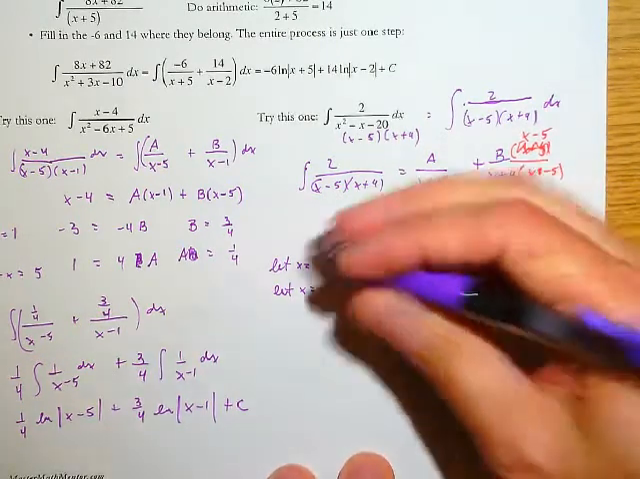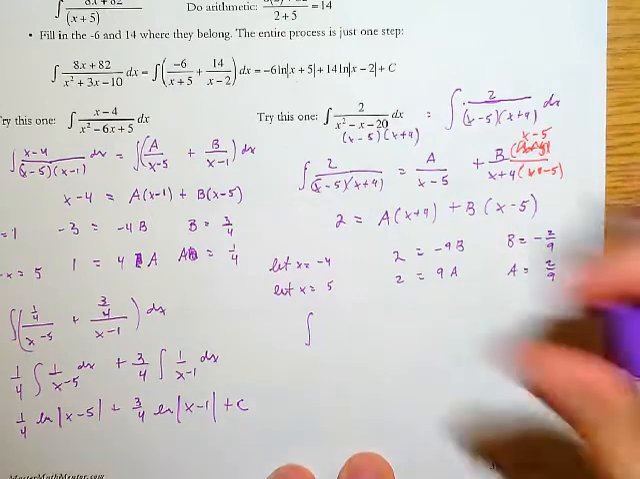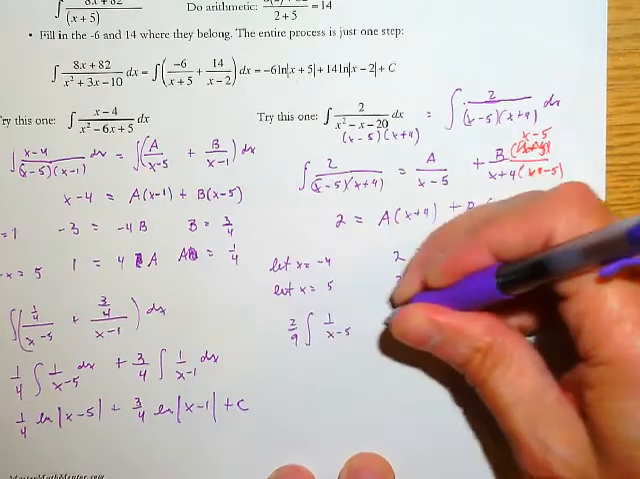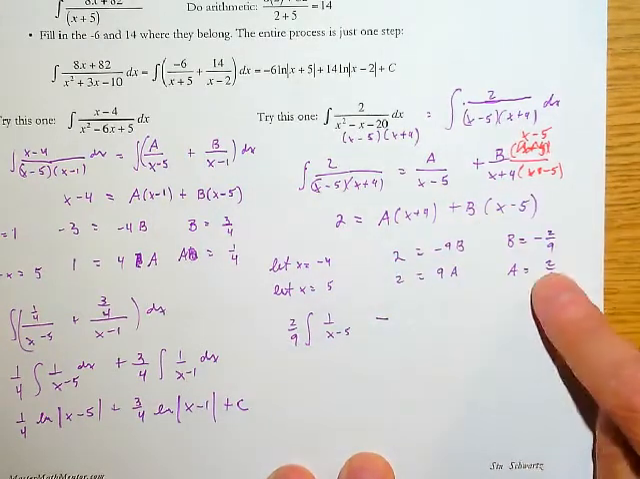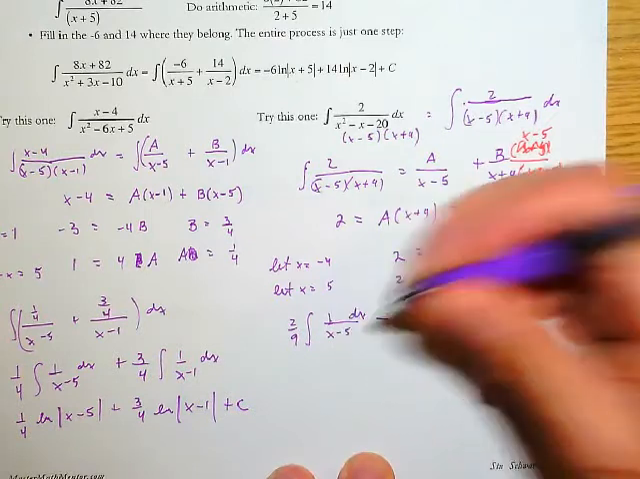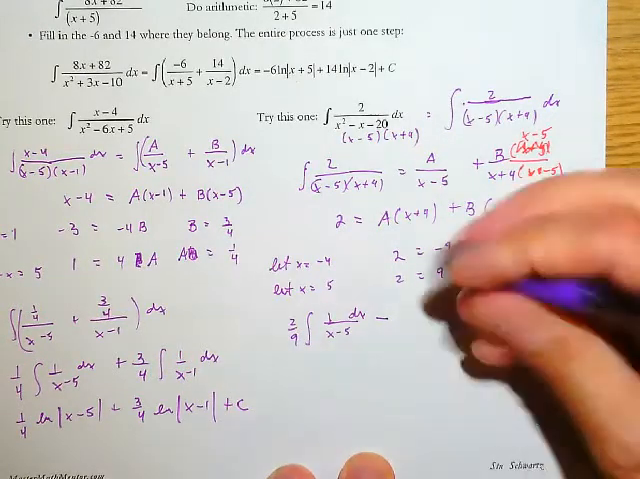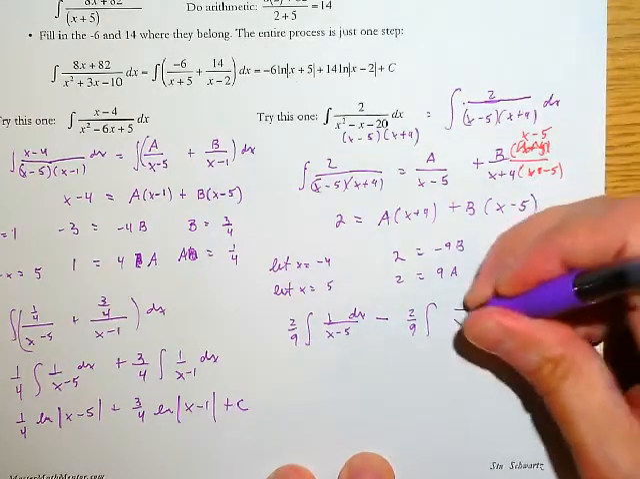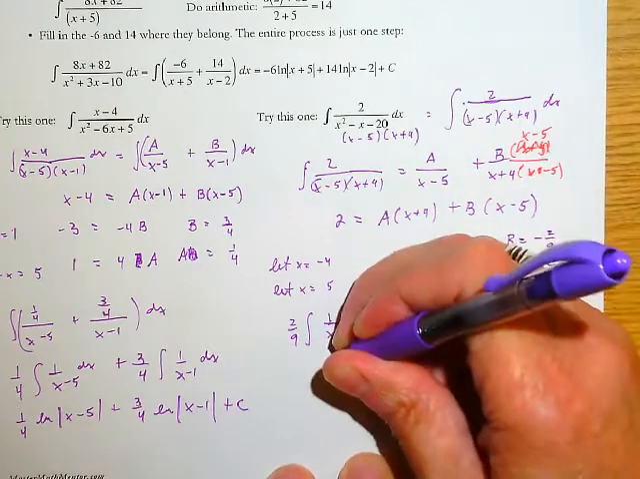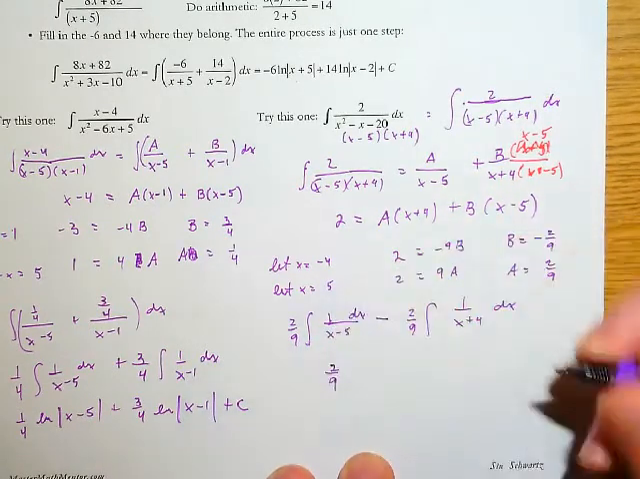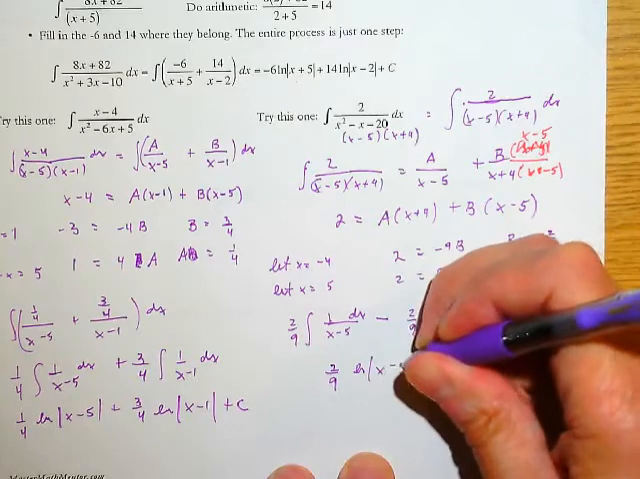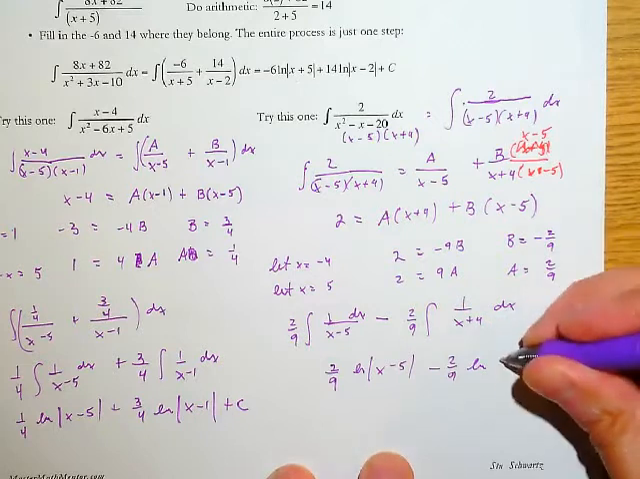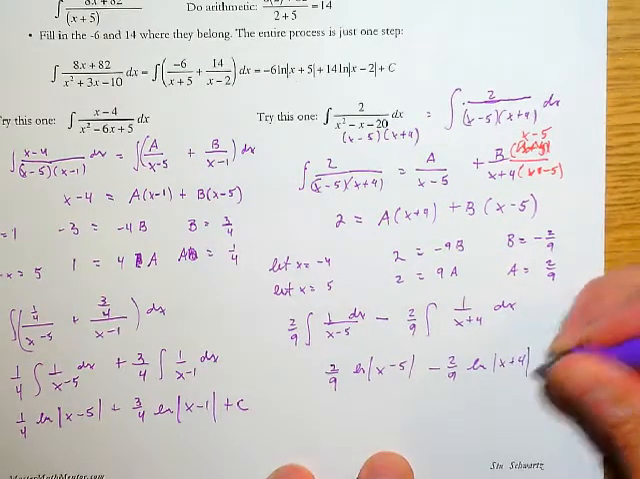All right? So you should get the integral of a 2/9 times 1 over x minus 5 minus the integral, put our dx in here, minus the integral, 2/9 of the integral. We'll just put that b in there. That's 1 over x plus 4. And one thing you could write it out is 2/9 log x minus 5 minus 2/9 log x plus 4 plus c.